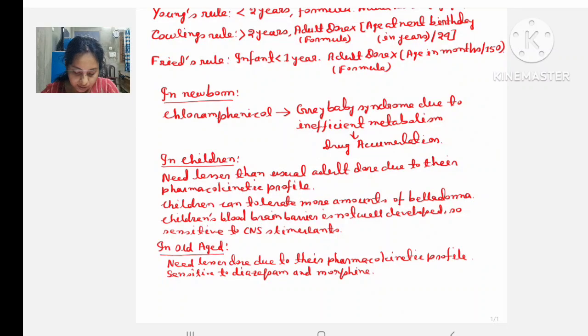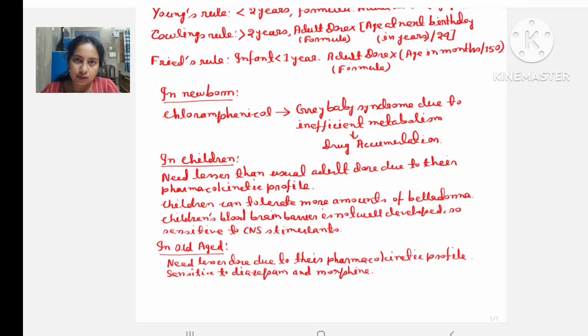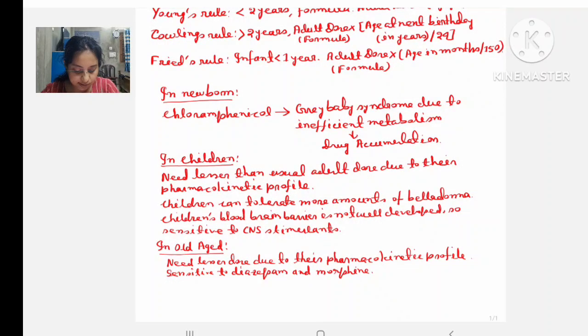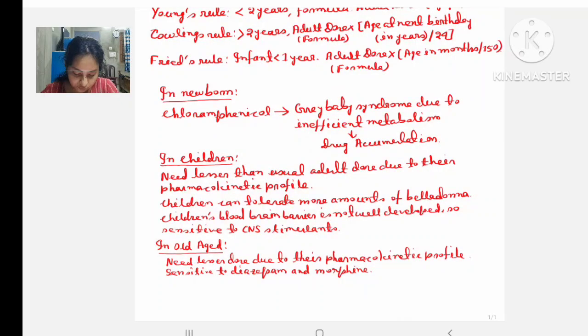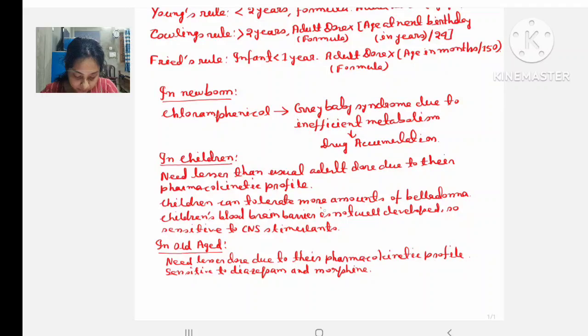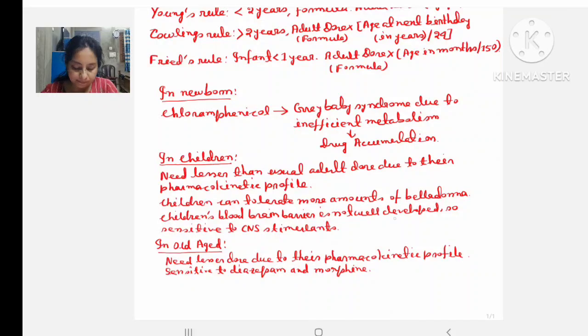However, children can tolerate larger amounts of belladonna, alcohol, etc. So, these are basically tranquilizers and narcotics, as contrary to the older aged individuals, because they need a lesser dose due to their pharmacokinetic profile. Children need a lesser dose, but they can tolerate more amount of belladonna, that means hypnotics, etc.